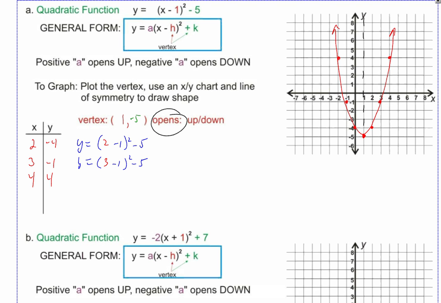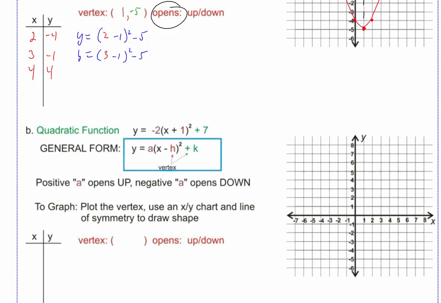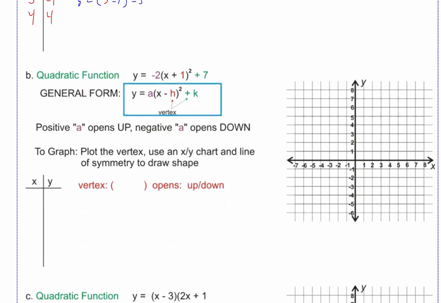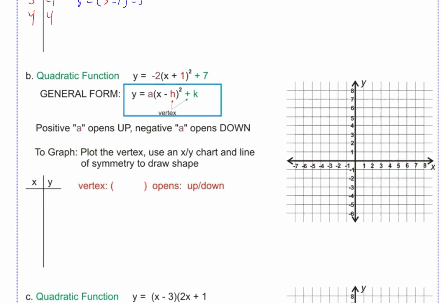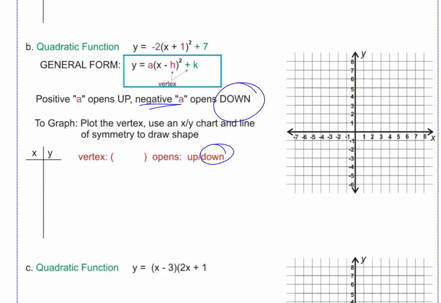Okay, I'm going to skip the next one. But guess what? This one would be opening down, right? This one opens down because it's got a negative a. And we will write the vertex, but we won't graph it for time's sake. So I want to get to the last one.